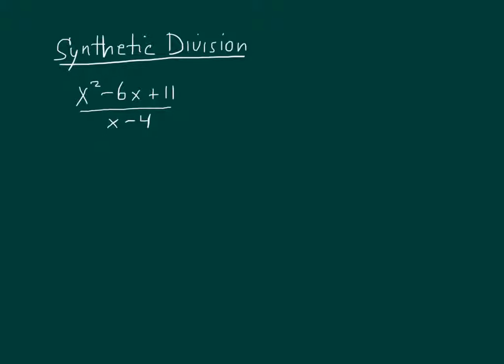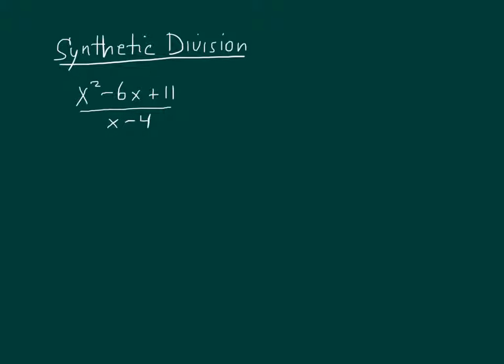So what we're doing here is if we have a polynomial on top here and we're dividing it by another polynomial on the bottom here, we can use this process called synthetic division, which really looks at the coefficients of the terms to make things a little simpler. So the first thing we need to do is set this up.